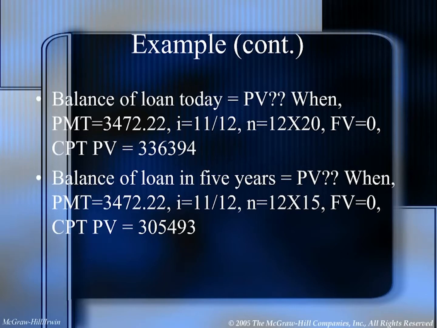Okay. And we also need to know what the balance of this loan is at the end of 5 years because we're saying we're going to sell the property in 5 years. So same process, still solving for the present value, with the same payment and same interest rate, but now we only have N equals 12 times 15. Okay, because it'll only be 15 years left because 5 will have already been used up. And we do that. We see the value of the loan at the end of year 5 is $305,493.